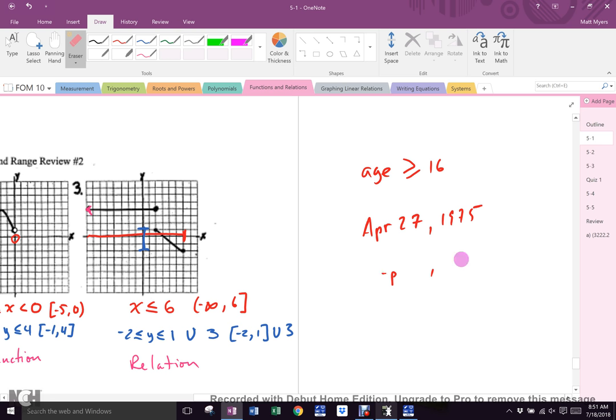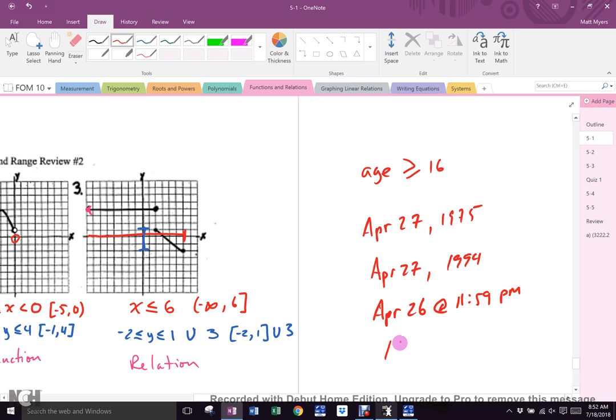I turned 19 on April 27th, 1994, right? Everybody agree? Now, on April 26th at 11:59 p.m., was I 19? Could I go get a drink in a bar? What happened in one more minute? I was 19. I could go get a drink in a bar. Does everybody understand?